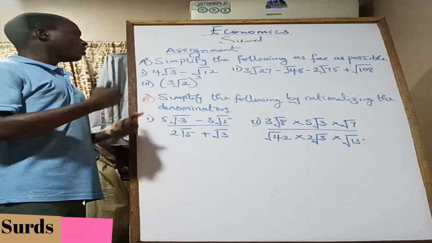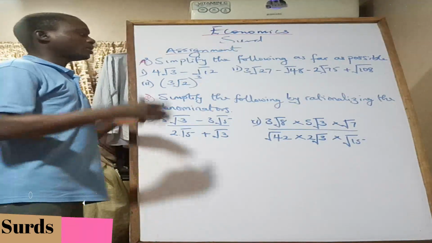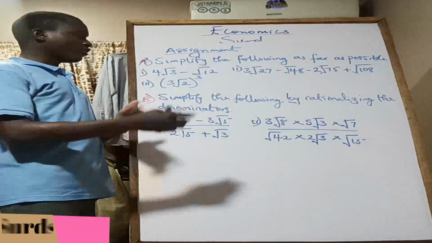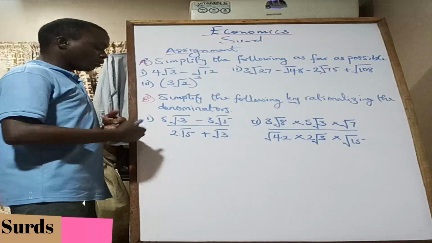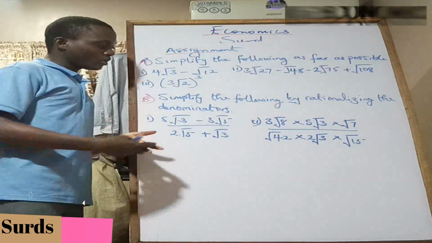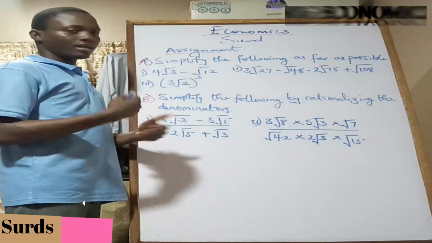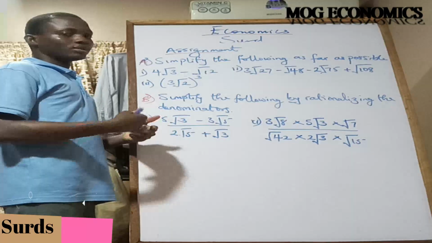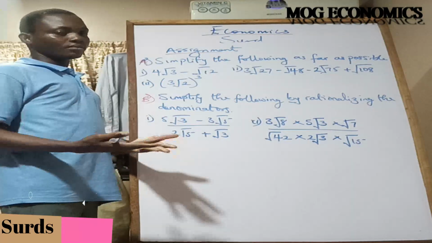Then 3: (3 root 2), everything cubed. Then simplify the following by rationalizing the denominators. Number 1: 5 root 3 minus 3 root 5, divided by 2 root 5 plus root 3. Then number 2: 3 root 8 times 5 root 3 times root 7, everything divided by root 42 times 2 root 3 times root 15.